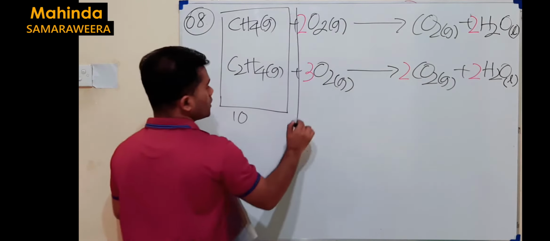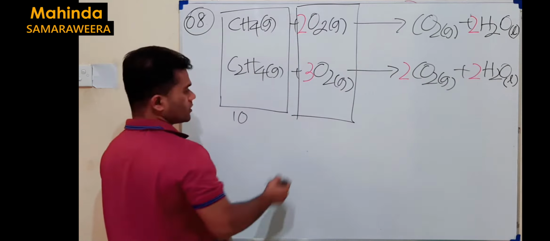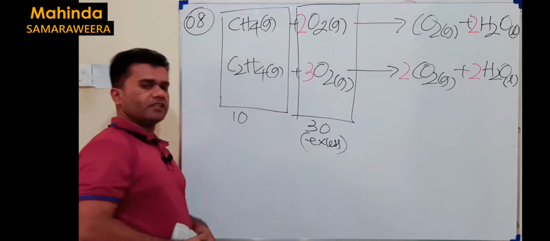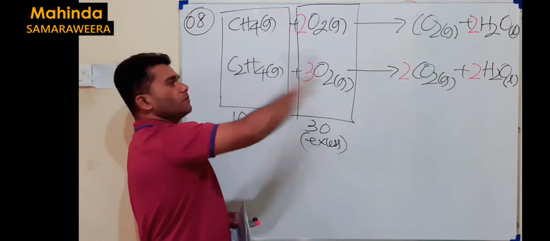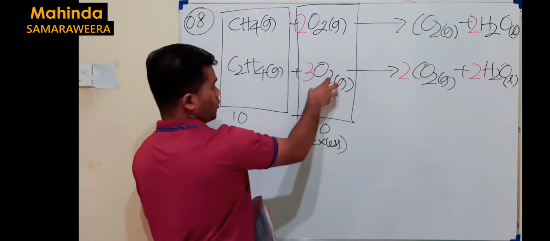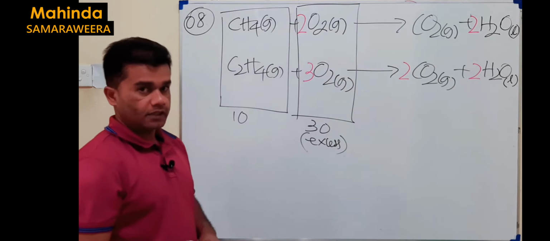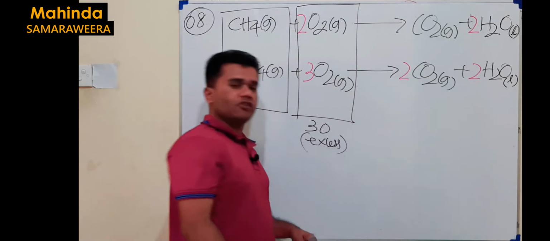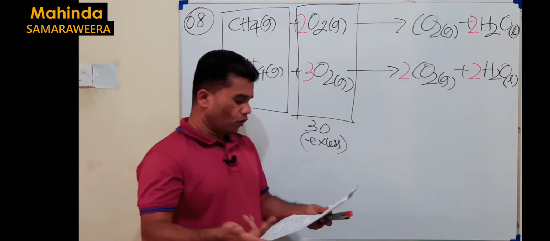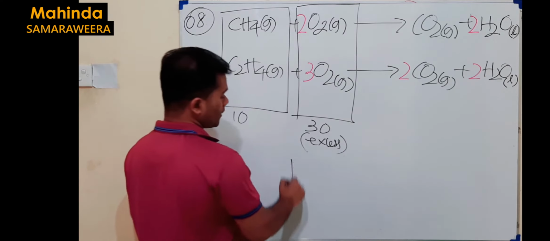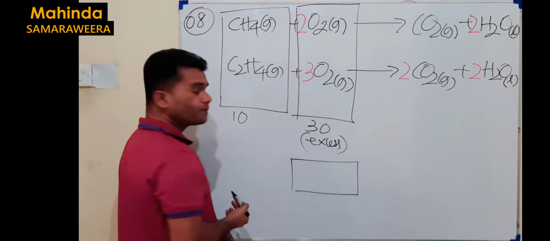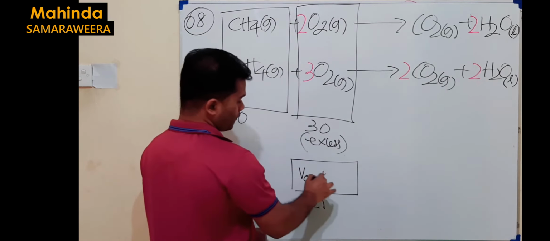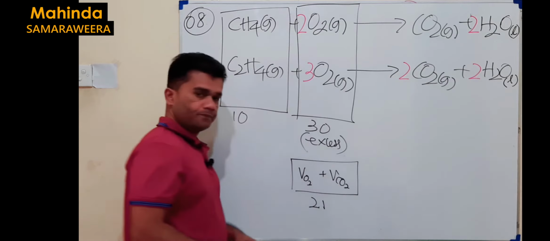But you are given the volume of oxygen used. What is it? 30 milliliter, but it is in excess. So what's the meaning of this excess? These two gases burn completely, and some oxygen will remain at the end. That's the meaning of this. Other than this, there will be another gas in the final gas mixture, carbon dioxide. The volume of this final gas mixture is given as 21. So what does 21 milliliter contain? It contains the volume of O2 remaining and the volume of carbon dioxide.